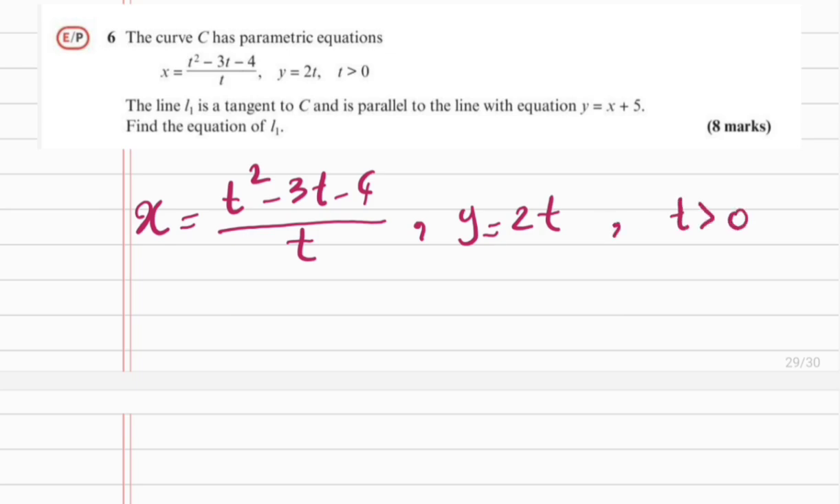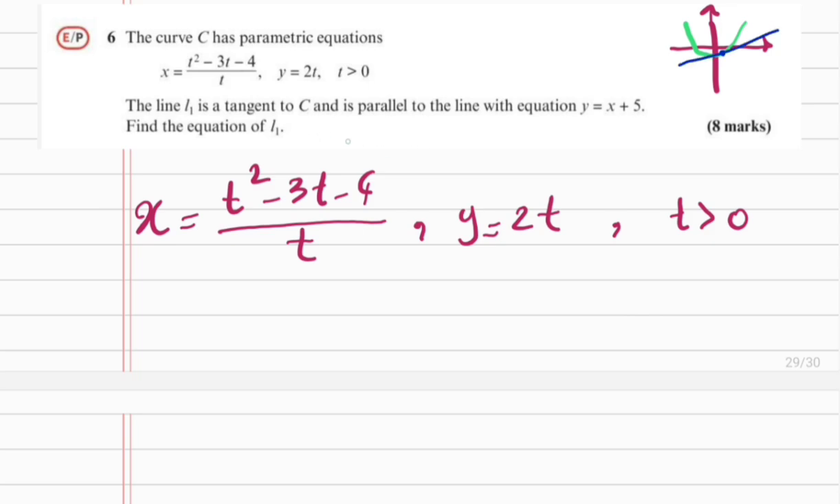The interesting thing about this question is that we have a line L1, which is the tangent to curve C. Just imagine this is a random curve that I'm going to sketch. Let's say this is the curve, and line L1 is the tangent to the curve at a specific point. Let's say this is the point, and this is the tangent.